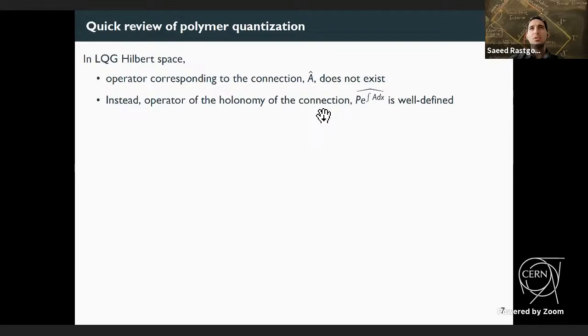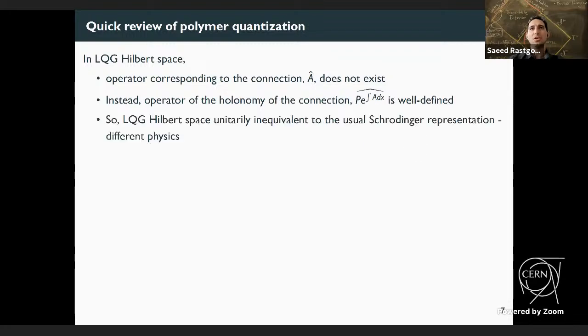This is equivalent to general relativity classically. But when you go to quantum mechanics, it turns out the Hilbert space of loop quantum gravity is such that A itself does not exist. Only the holonomy exists, some sort of exponential of it. And this leads to all sorts of different results, because the Hilbert space is now unitarily inequivalent to the usual Schrödinger representation that you use in all sorts of field theories. And obviously the physical results will be different, and singularity resolutions come because of this different Hilbert space.